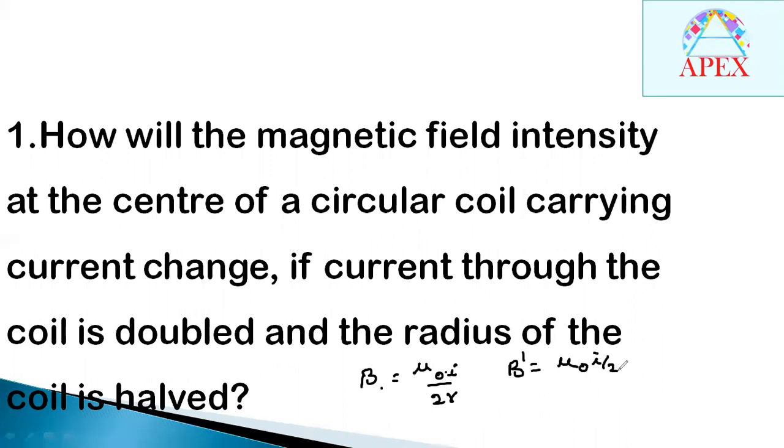Mu naught I into 2. Current should become double and radius should be half. Then it will be 4 into mu naught I by 2R. That means totally the magnetic field increases by 4 times. That is the answer for the given question.